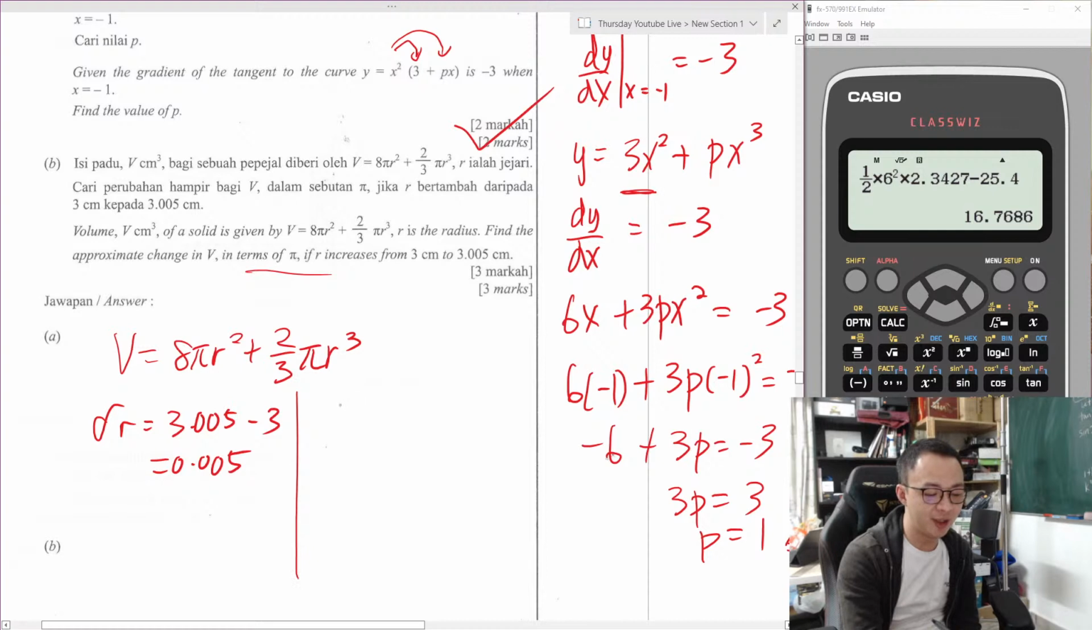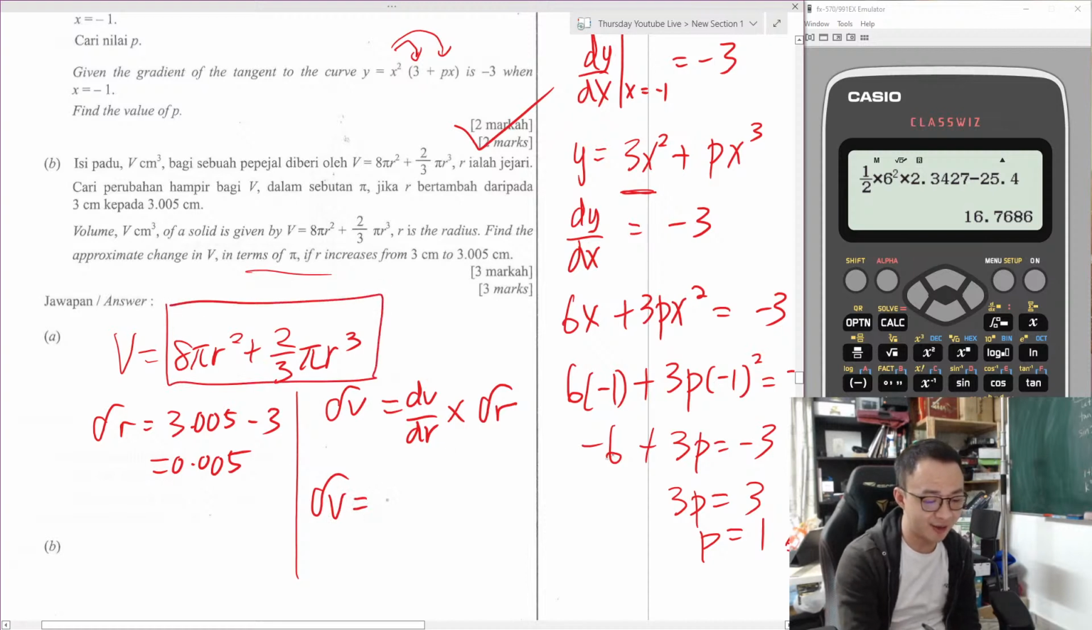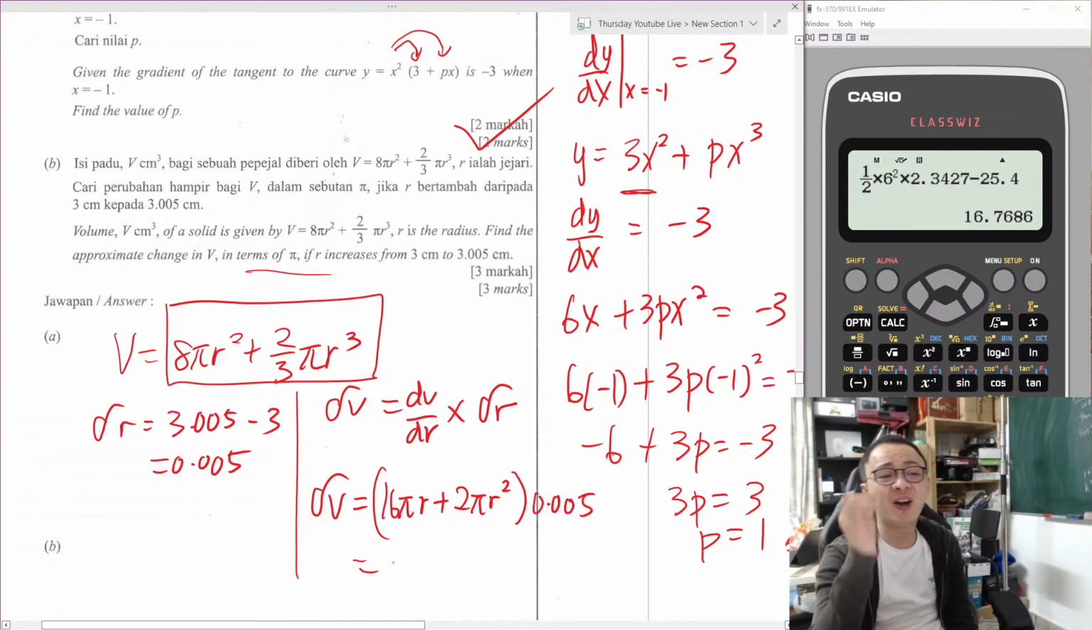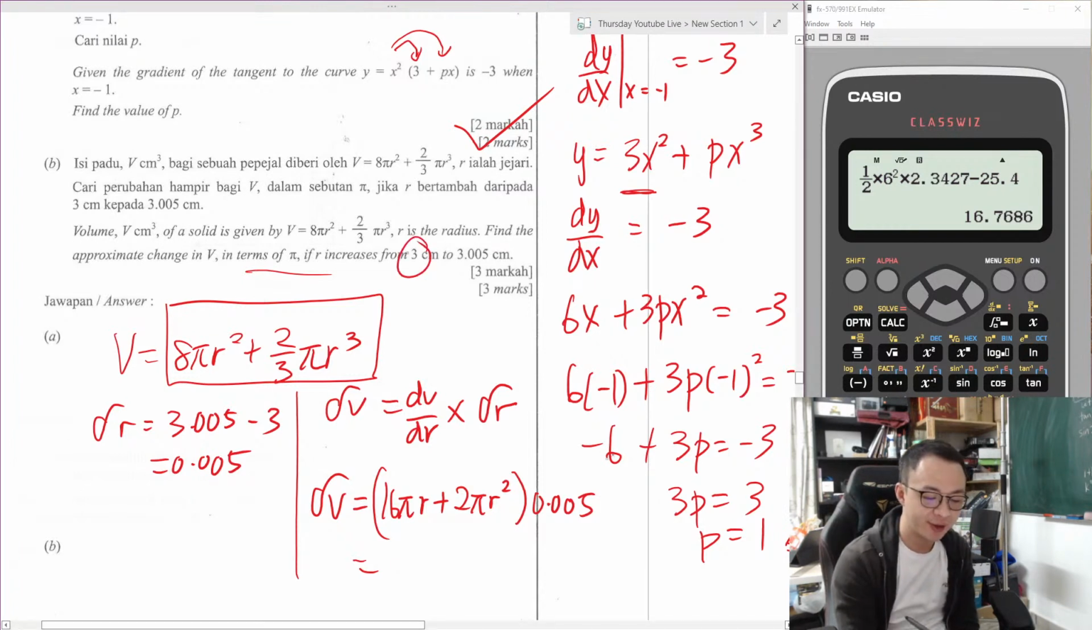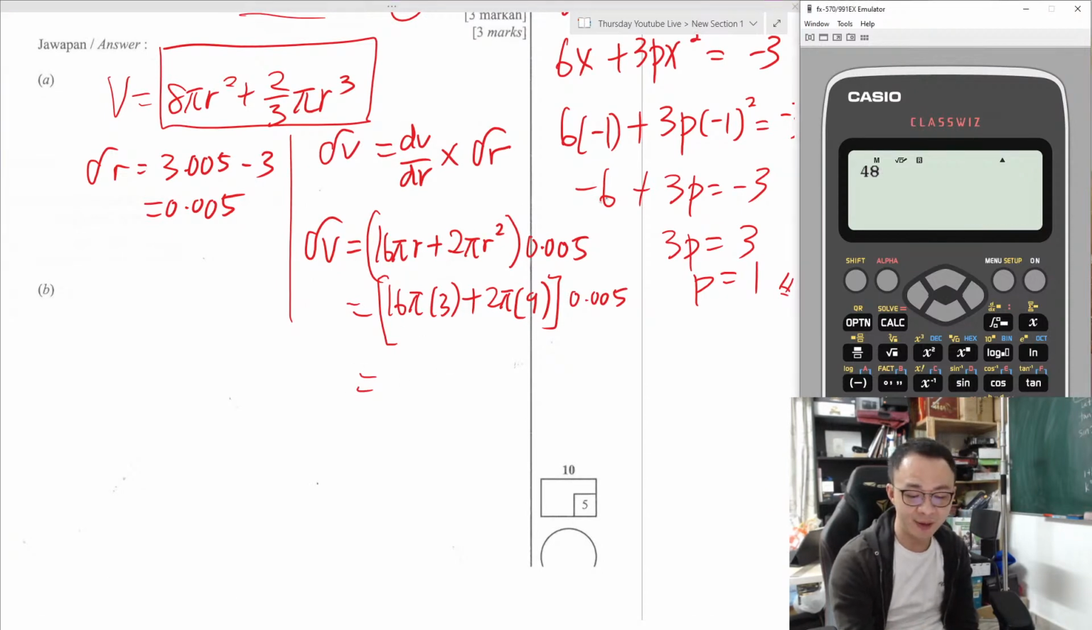After I know the change of r, I want to find the change of v. I know the formula is dv/dr multiplied by the change of r. So for dv/dr, I will just differentiate this one. I should get 16 pi r plus 2 pi r squared, multiplied by 0.005. And what is my r value? My r value is always the original value of r, which is 3 in this case. So sub the 3 into here: 16 pi times 3 plus 2 pi times 9, and the whole thing times 0.005. Since the question wants it in terms of pi, I will just say 48 pi plus 18 pi, then times 0.005, so it equals 0.33 pi.